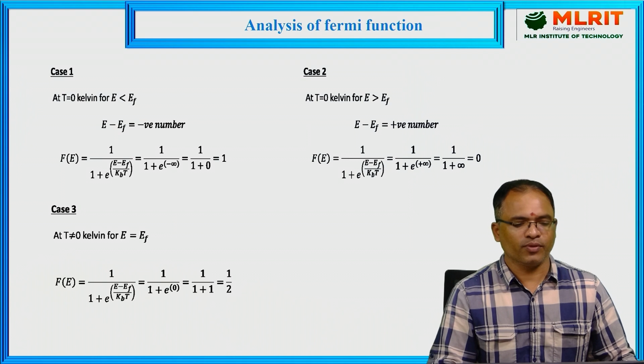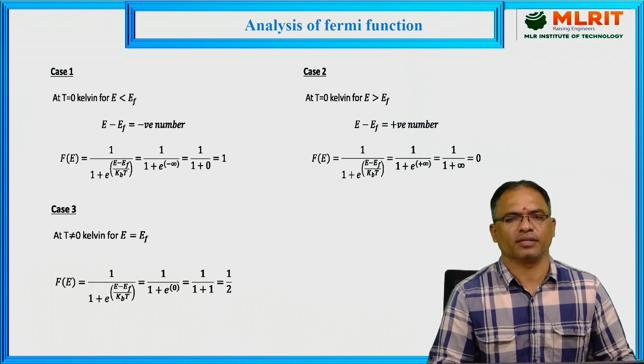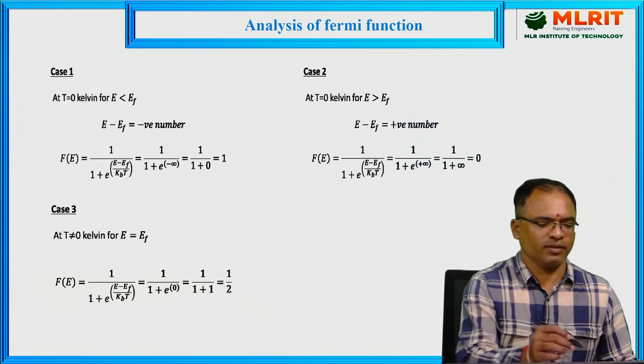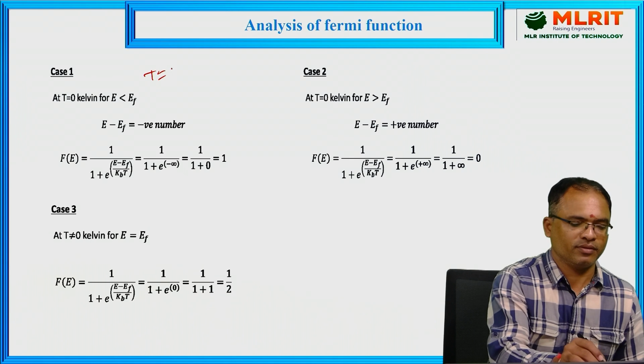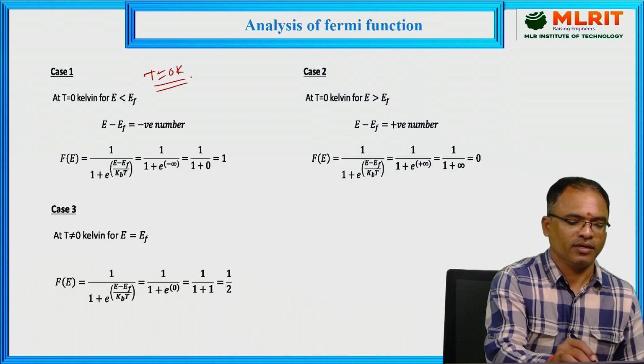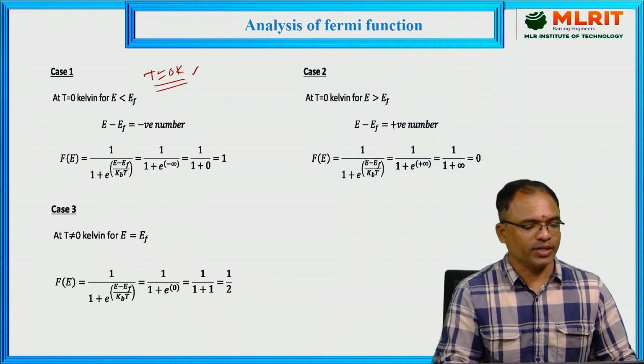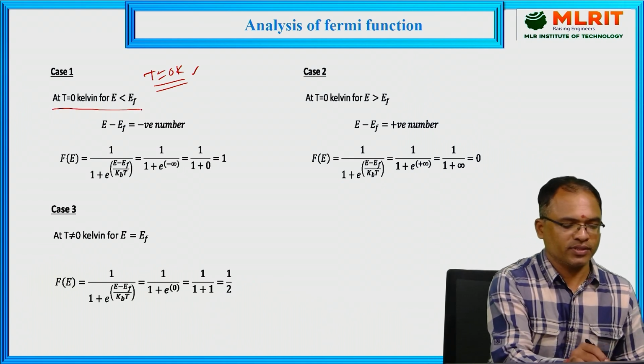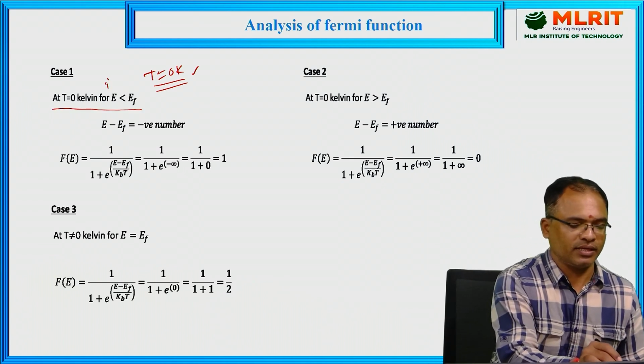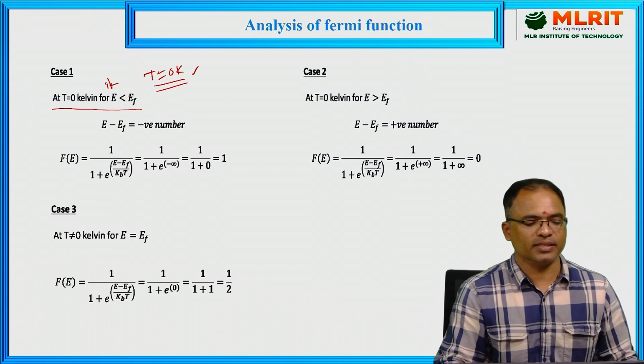Now we are going to analyze the Fermi function. How to analyze the Fermi function? Particularly, we are going to analyze the Fermi function at two temperatures. First we are going to analyze the Fermi function at T = 0 Kelvin. At T = 0 Kelvin, the first condition is E less than EF.